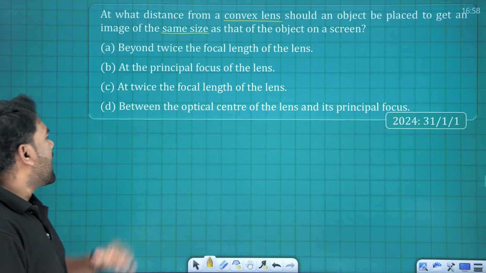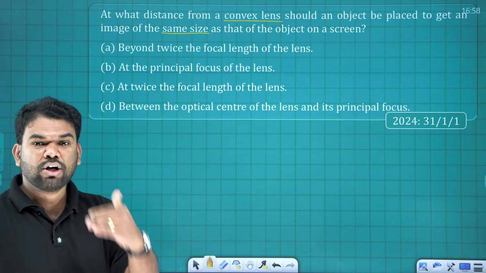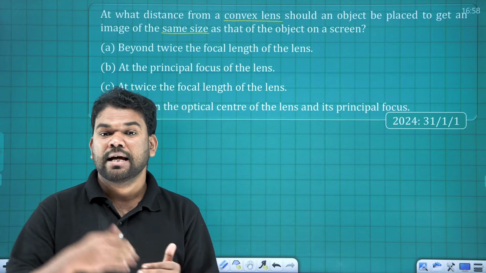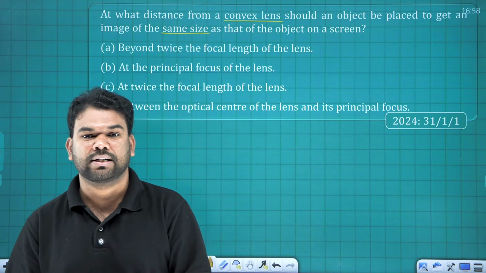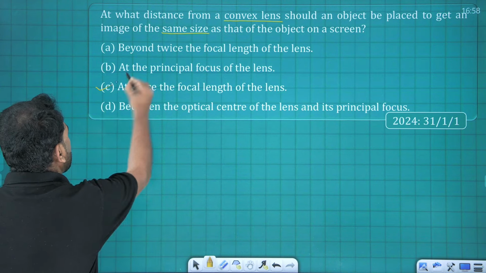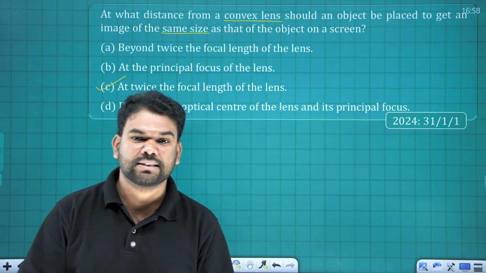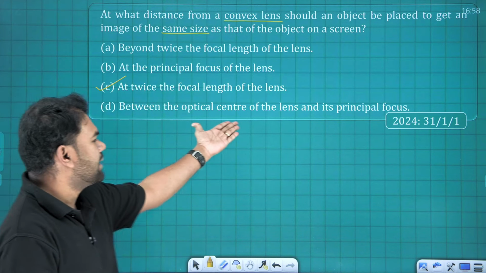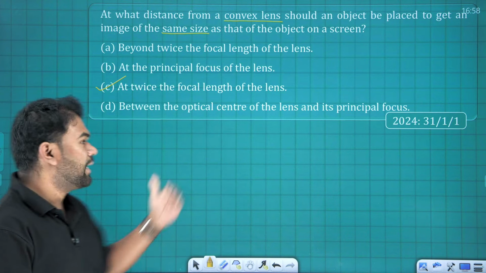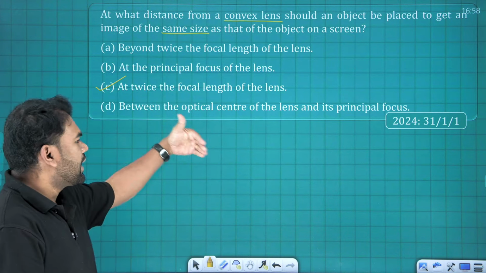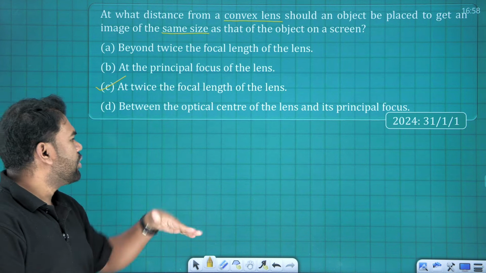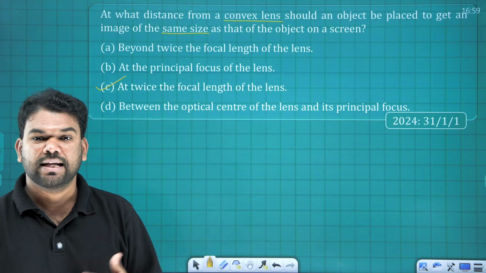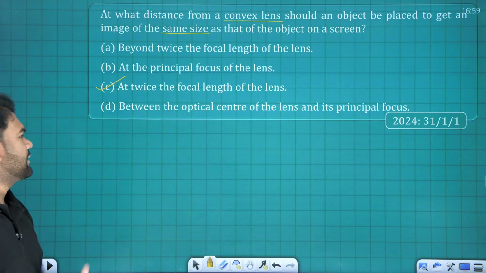Now option C, at twice the focal length of the lens. If the object is kept at 2f, we know that the image will be at 2f, the size will be the same, and the nature will be real, inverted. So the answer for this question is at twice the focal length of the lens. And we will see option D, between the optic center of the lens and its principal focus. This is based on the last case of our ray diagram. Here, if the object is kept between the optic center and the principal focus, we will get a virtual, erect and enlarged image. So the answer for this question is at 2f.